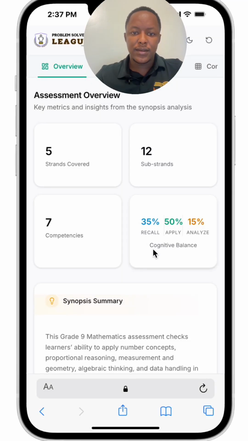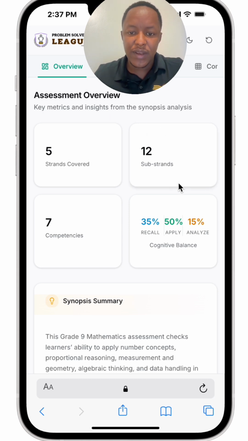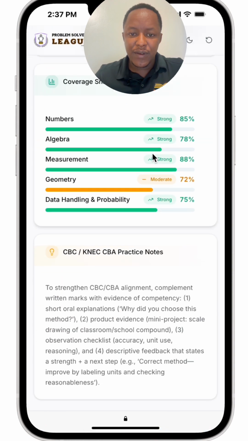All right, time to look at the grade 9 mathematics assessment for PSL, which will be taken later in March. Schools will do this as the end of term. So I want to speak to mathematics teachers for grade 9. And the first thing is this assessment will cover 5 strands: numbers, algebra, measurement, geometry, and data handling and probability.